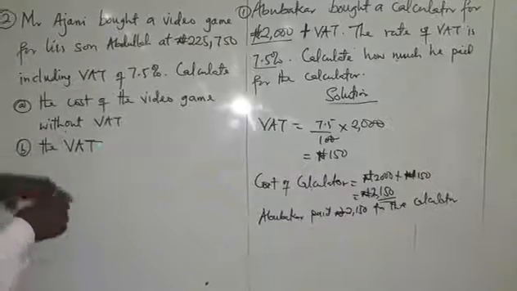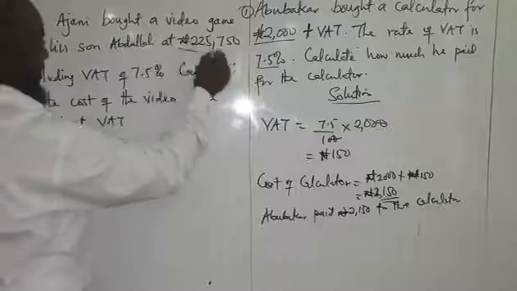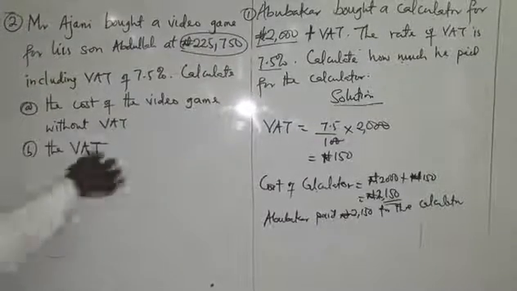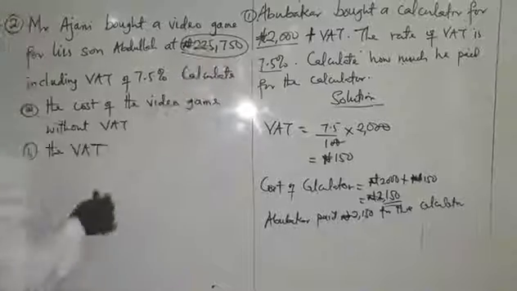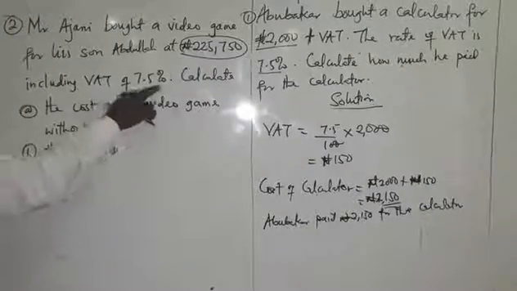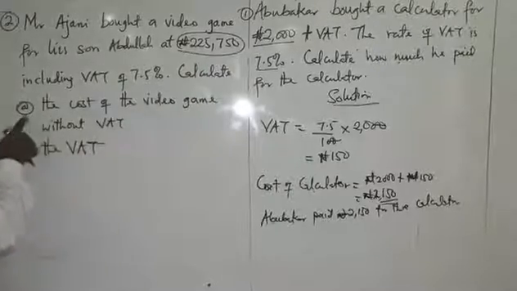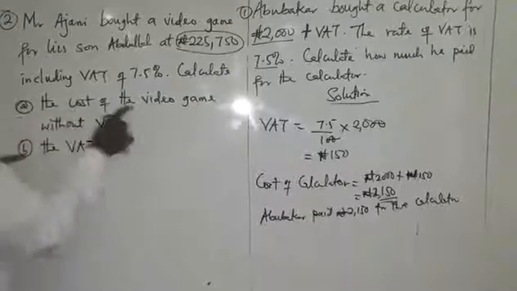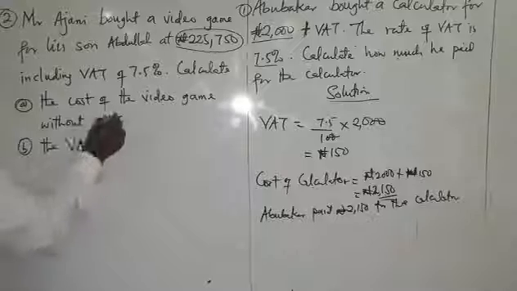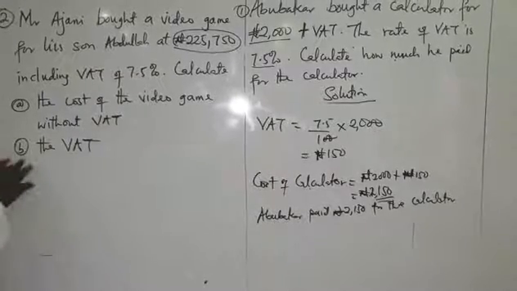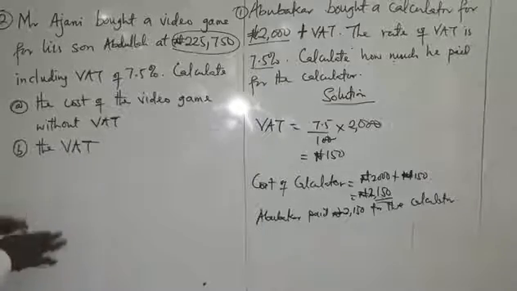So including VAT, that is this amount, VAT is included in it. There is VAT in this amount here. So 7.5% of VAT is here. Calculate A, the cost of the video game without VAT. Without having VAT, what will be the cost of the video game? Then B, calculate the VAT itself.